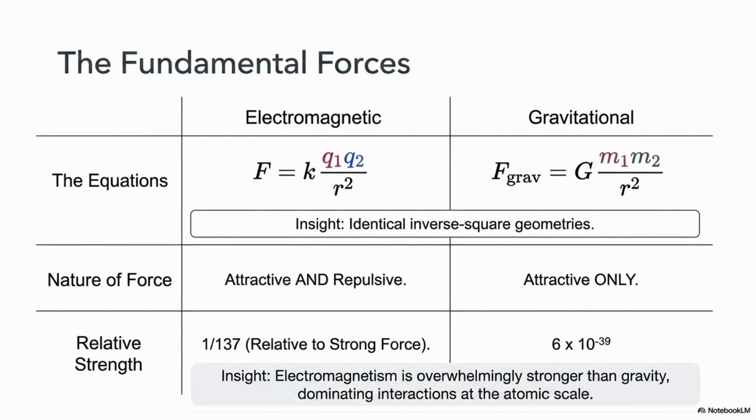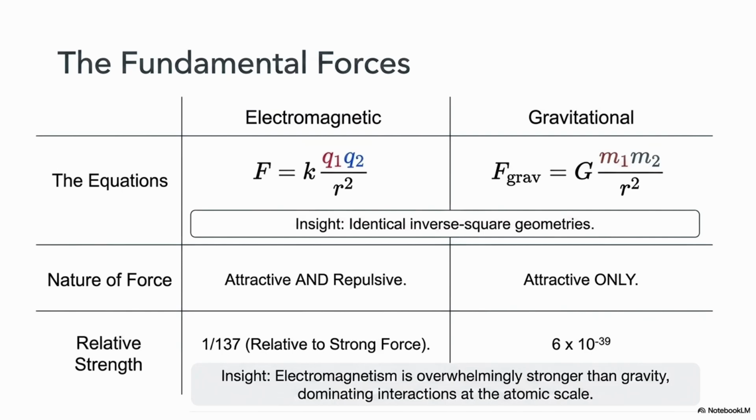The staggering difference in their relative strength. Electromagnetism is about 1/137th the strength of the strong nuclear force. But gravity, it's a minuscule 6 times 10 to the negative 39th power. That is a decimal point, 38 zeros and then a 6. It's nothing. Gravity is a rounding error at the atomic scale. Electromagnetism overwhelmingly dominates. The tiny chemical bonds in your coffee cup easily overpower the gravitational pull of the entire Earth.